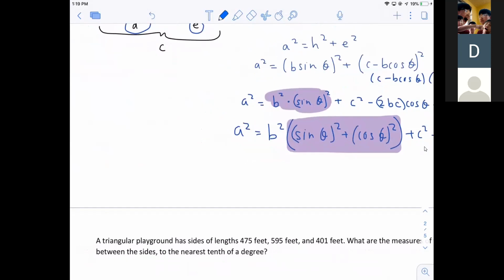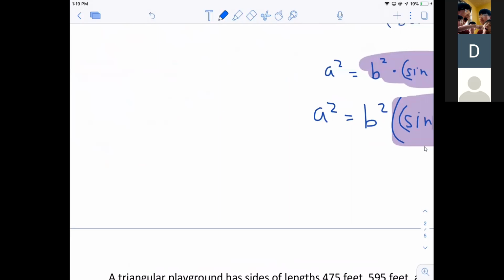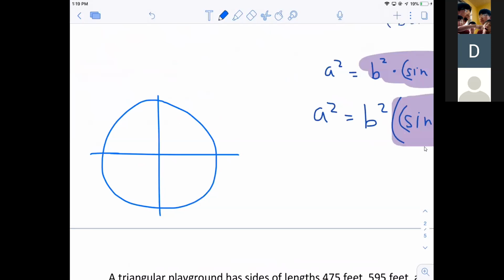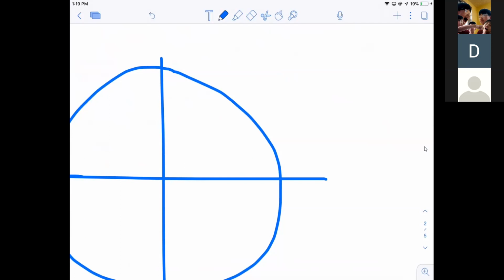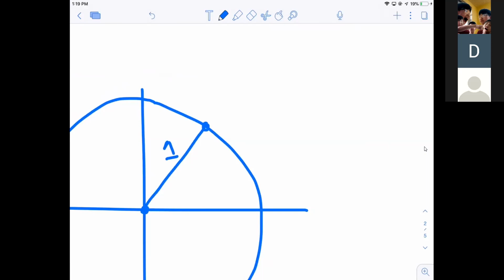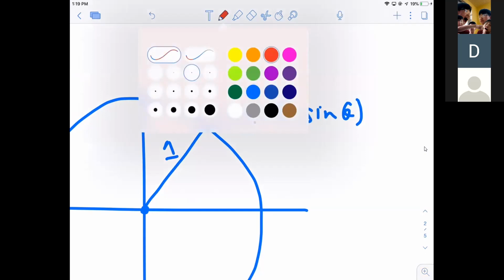Why is it equal to 1? Great question. So let's see why that's equal to 1. I'm going to go back to the unit circle and show you a really quick proof or reasoning for why that's equal to 1. If you remember, in the unit circle, a hypotenuse has a length of 1. This point here was the same as cosine theta, comma sine theta, if this here is our angle theta.